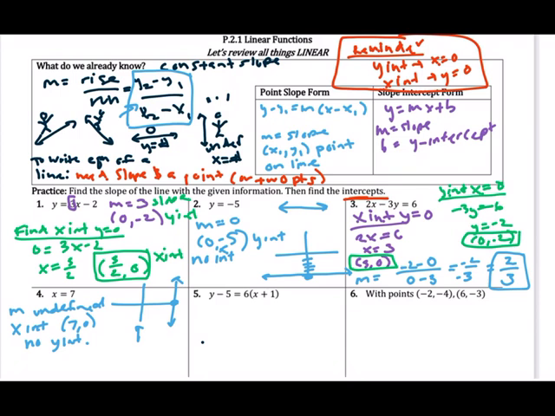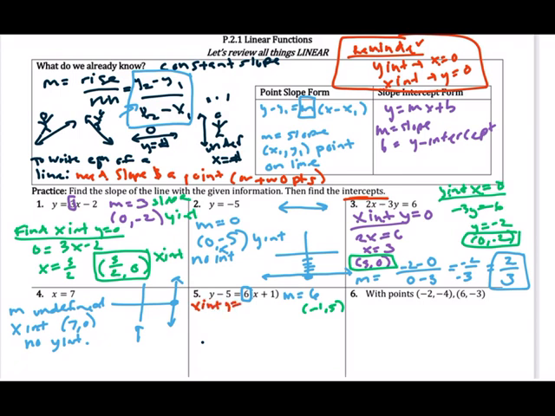Number 5. I'm hoping that you did not distribute and put this into slope-intercept form because you really didn't need to. We can immediately tell what our slope is. Our slope is 6. This is point slope form, and slope is that number in front of the parentheses in point slope form. So I have my slope. I also have a point, which is the point -1, 5. Now that point doesn't really help me, but if I was graphing it would, and we will review that in a few minutes.